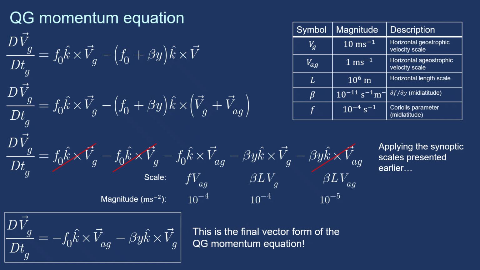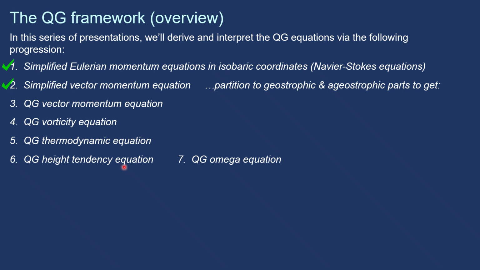So going back to our kind of master checklist of what we need to do to ultimately derive the QG height tendency and QG omega equations, we had already previously written down the simplified Eulerian momentum equations in isobaric coordinates. We combined those to a simplified vector momentum equation. We have partitioned that momentum equation into geostrophic and ageostrophic parts. We've applied the various scaling arguments and simplifications, and we now have written down the number 3 QG vector momentum equation.